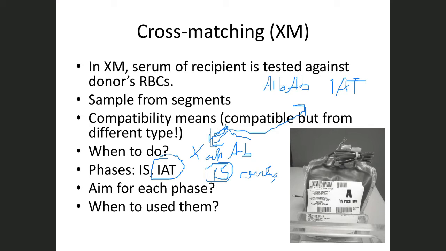What's the aim of each phase? As we said, the main aim of doing the immediate spin is to detect the ABO incompatibility, because it is not meant to detect any antibody specifically. It is to detect the ABO incompatibility. This is the main aim.